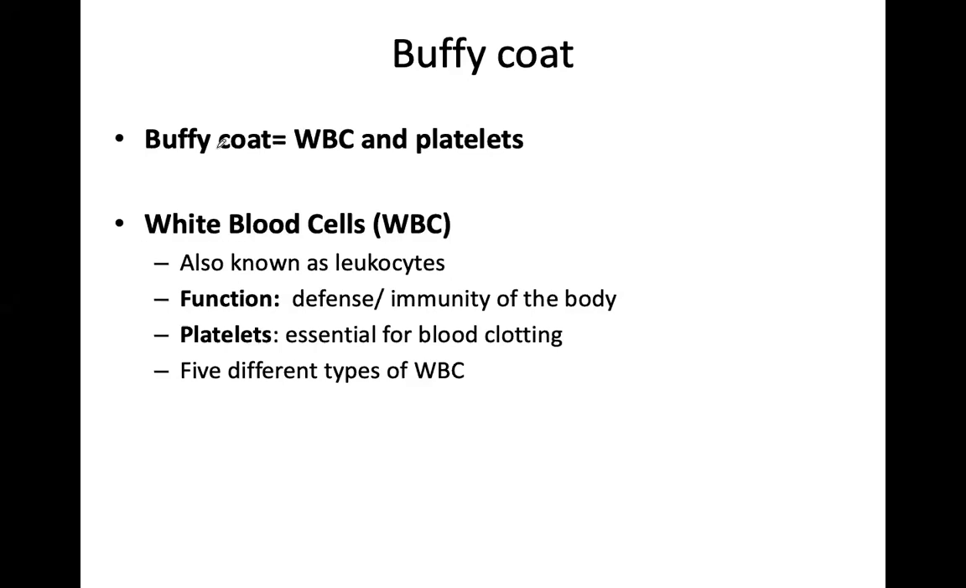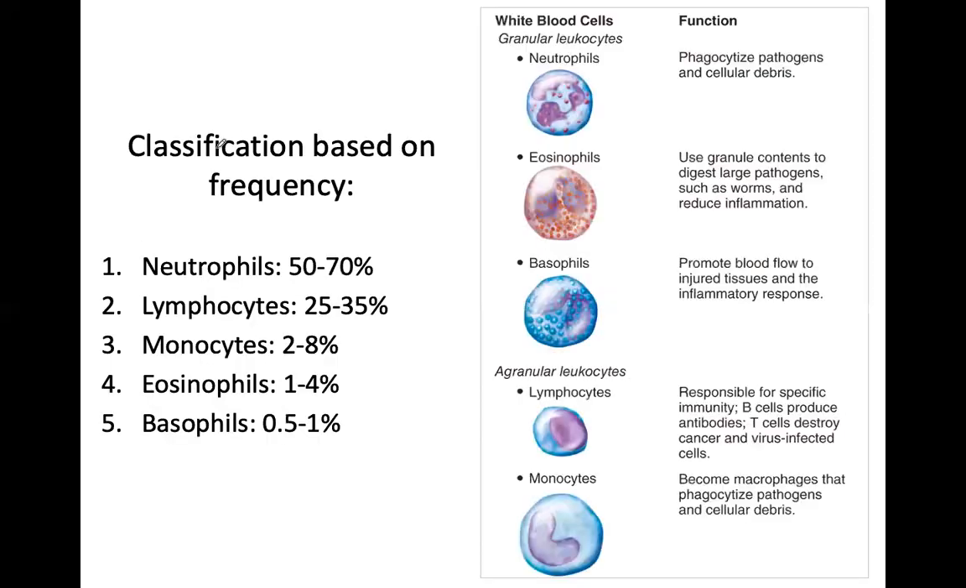Now, let's go ahead and talk about your white blood cells. So there are 5 different types of white blood cells. Now, they are listed here for you. They are called neutrophils, lymphocytes, monocytes, eosinophils, and basophils. Just by looking at the numbers I have, you can see that the frequency of these white blood cells significantly varies. So you go from 50 to 70% to as low as less than 1%.